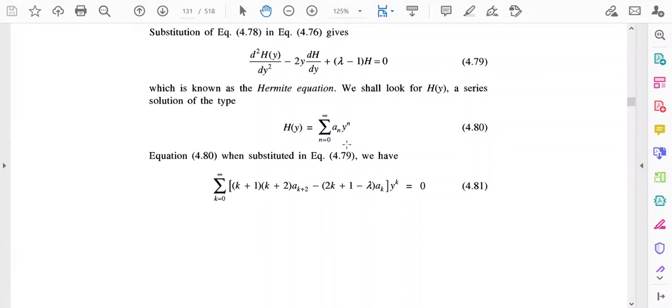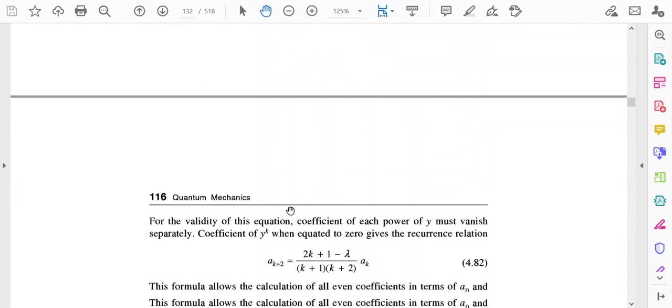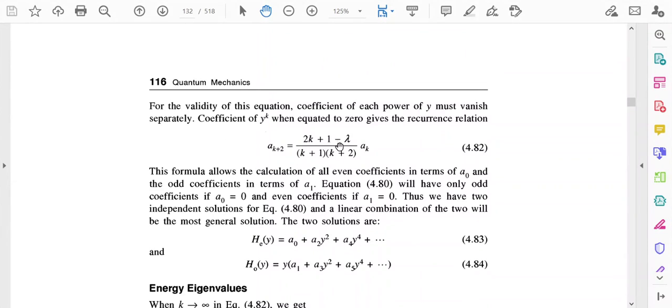So we use this expression and calculate the different a values from it. You have to calculate the different values of these coefficients from here. That is, you have to find a0, a2, a4 in this way. Similarly, you have to find a1, a3, a5 in this way.